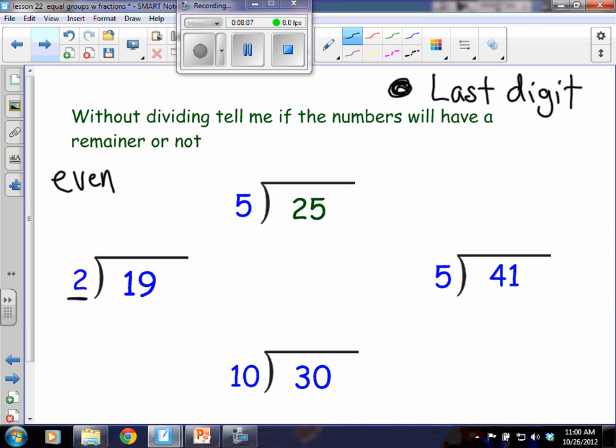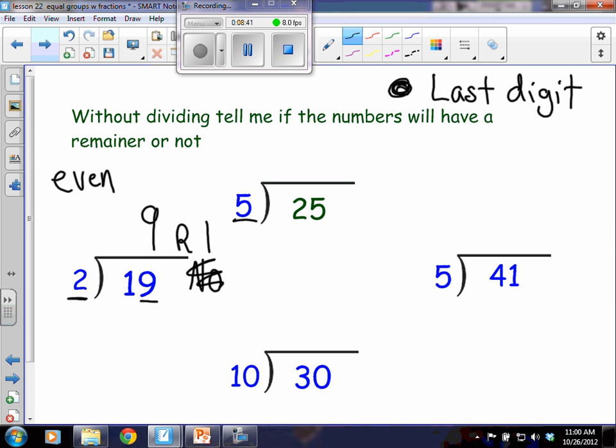And so as we look at the problem in front of us, we want to look at the last digit. That's a 9. The question is, is that even or odd? And of course the answer is odd. And so that means that this is not. So the answer to this is no. Or this problem will have a remainder. It is not divisible by 2 evenly, and so it will have a remainder. If we were to do it, 2 goes into 19 9 times, and it's going to give us a remainder of 1.